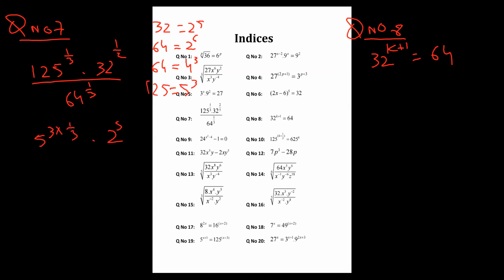Wait a minute. I think I copied the wrong question. Yeah, there's a mistake. This is not a half. This power is 2 by 5. So multiply this 5 into 2 by 5.